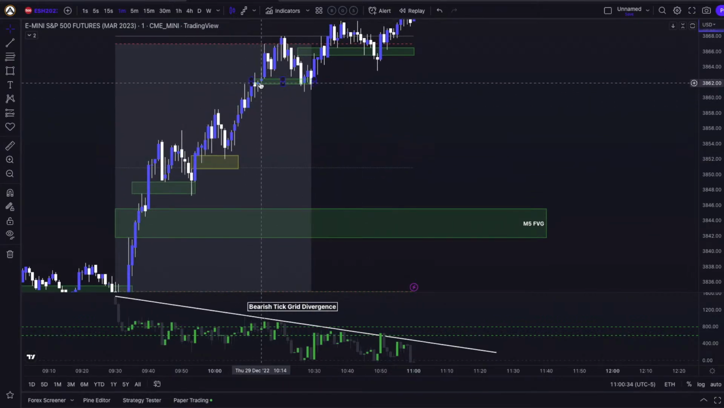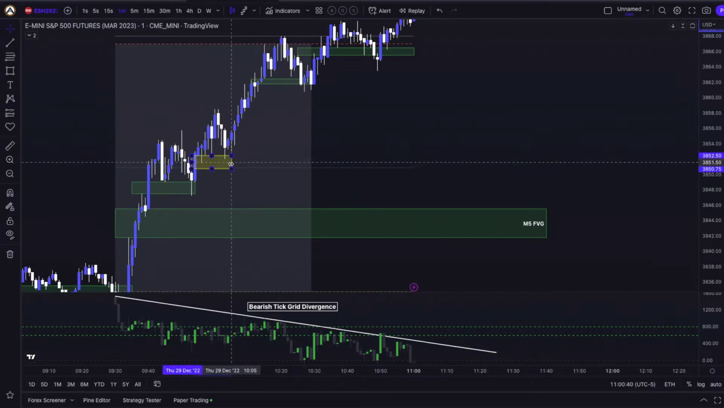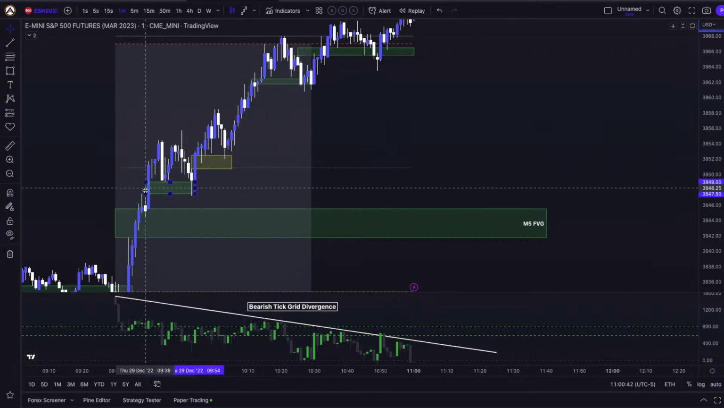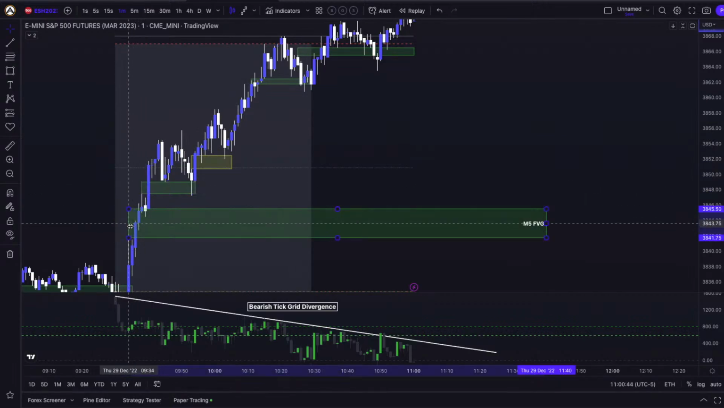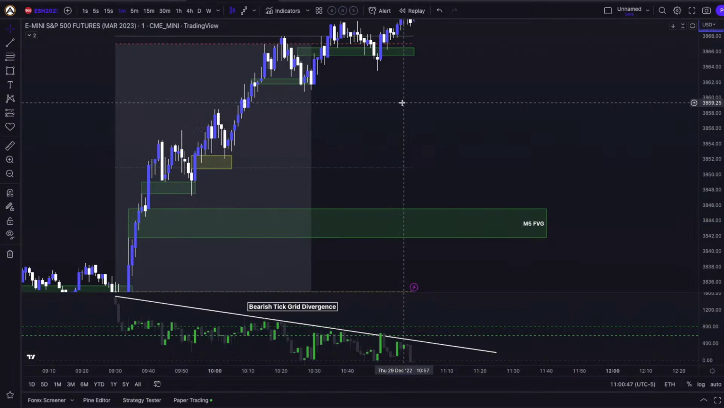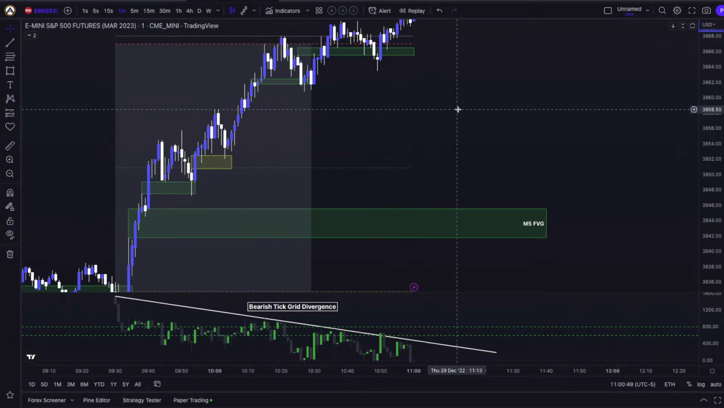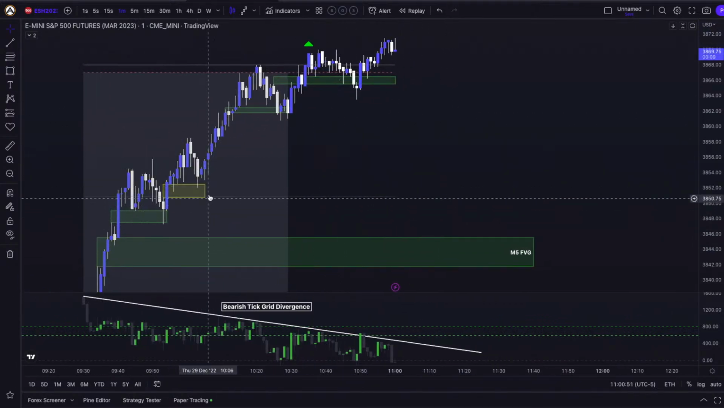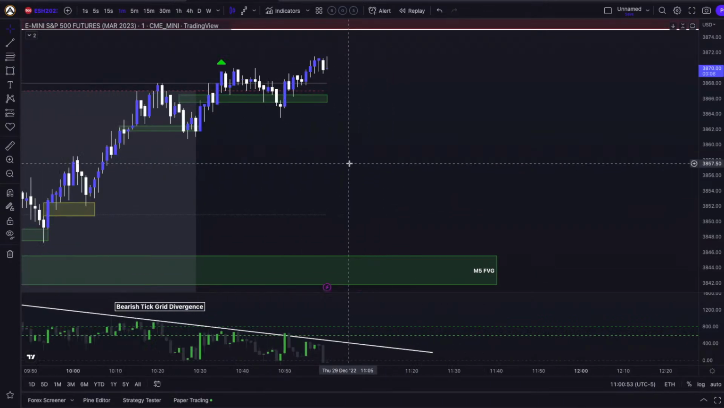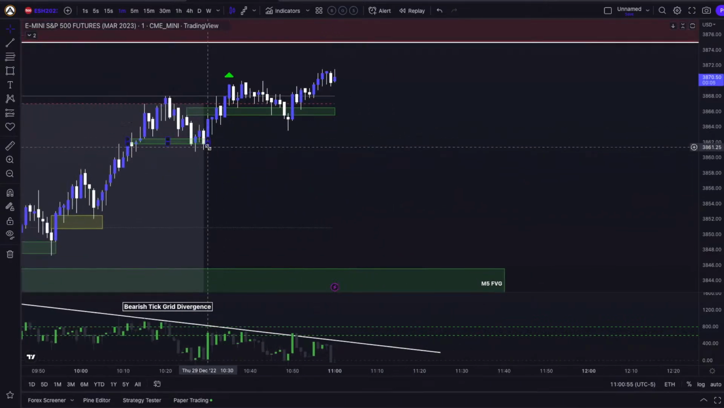Perfect. A small volume inefficiency followed by a few more smaller volume inefficiencies that have not yet been filled, but I'm not going to draw them up here because that's going to be too many boxes, and I don't like having them on my chart, but I'm still aware of them. So those two entries could have been a nice opportunity to take it long.